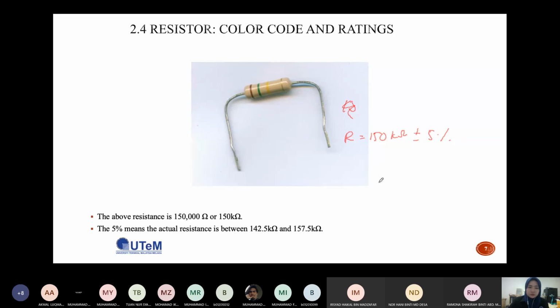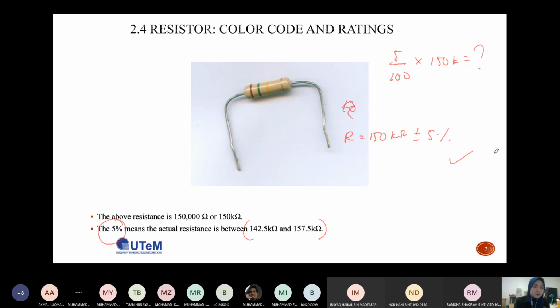Then you can calculate 5% of 150k, how much? So basically, the actual value of the resistance is between 142.5 kilo ohm and 157.5 kilo ohm, because it has a tolerance value of plus minus 5%.